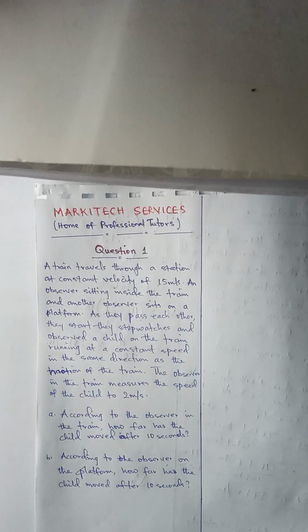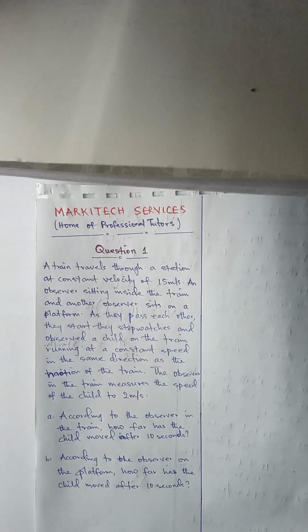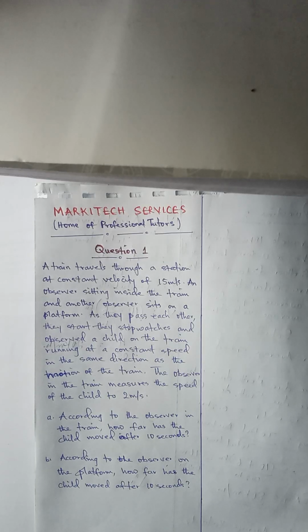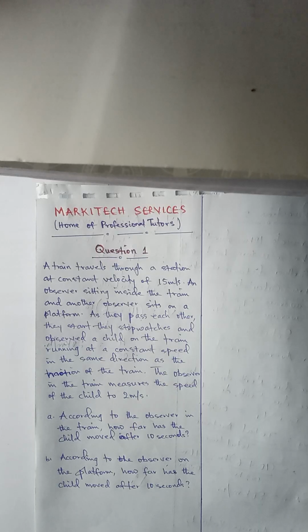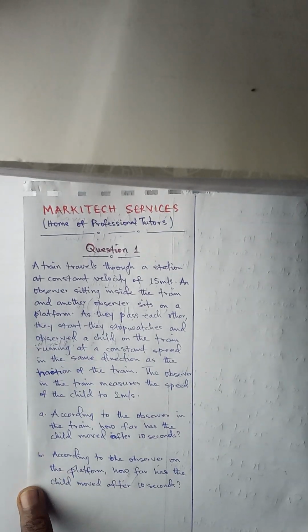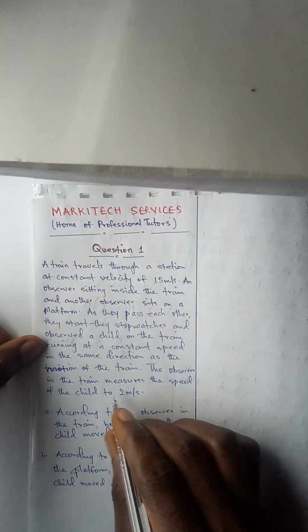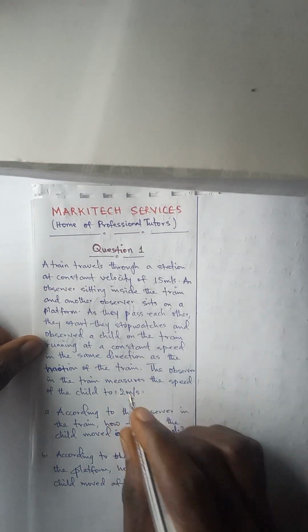An observer sitting inside the train and another observer sits on a platform. As they pass each other, they start their stopwatches and observe a child on the train running at a constant speed in the same direction as the motion of the train. Now, the observer in the train measures the speed of the child to be 2 meters per second.